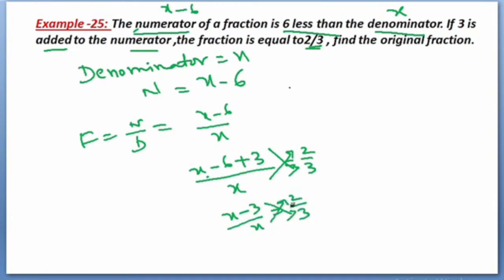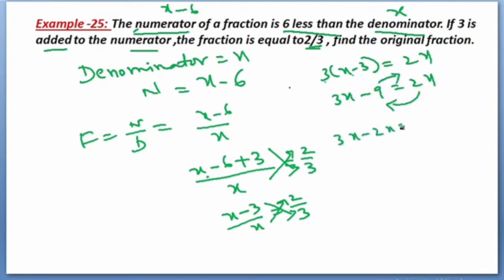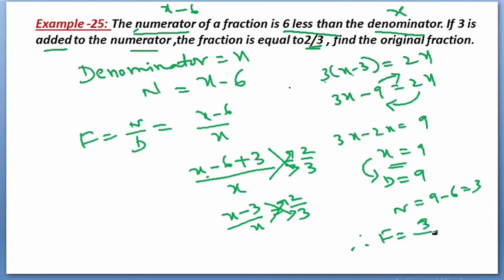Then you should take the cross product now. 3 of x minus 3, which is equal to 2x. 3 into x, that is 3x minus 9, which is equal to 2x. Now transfer the x term to the left side and the number term to the right side. Then 3x minus 2x is equal to plus 9. Then x is equal to 9. What is x? x is nothing but the denominator of the fraction, which is 9. The numerator is equal to 9 minus 6, that is equal to 3. Therefore, the fraction is equal to 3 by 9, that is the answer.